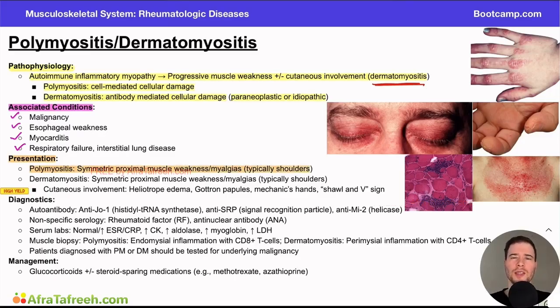So these patients are going to present saying, hey, I can't brush my hair as well. I can't put my shirt on. Why? Because I'm very weak in my shoulders. I need my shoulders for these overhead motions, and now they're weak.